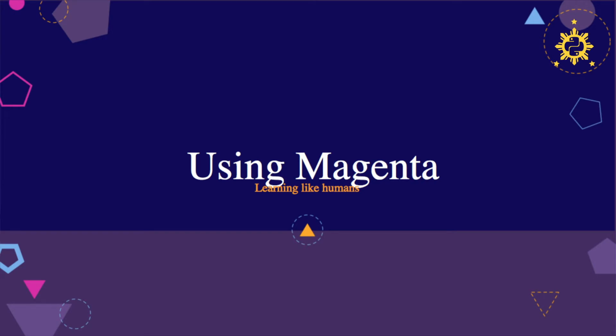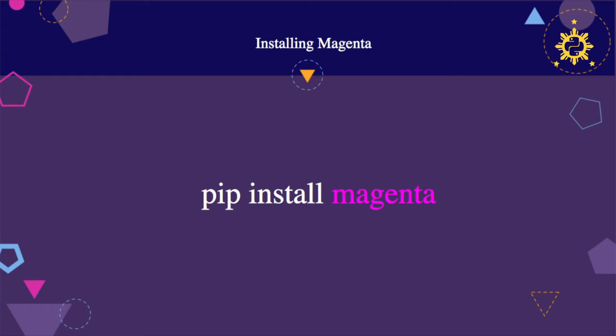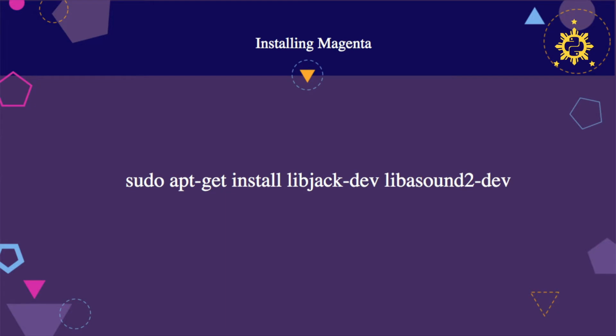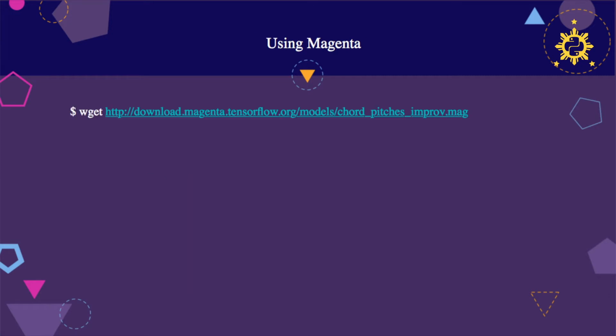So if you want to use Magenta, how will you actually do it? It's just as easy as this, pip install Magenta. But if you're using Ubuntu, Magenta has dependencies, libjack-dev and libasound-dev, so you might want to install those as well. You need this because Magenta has a MIDI interface, so you can plug in a keyboard and play the notes and then feed them directly to Magenta.